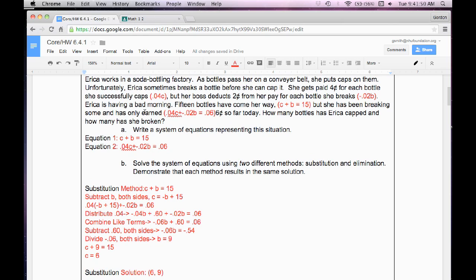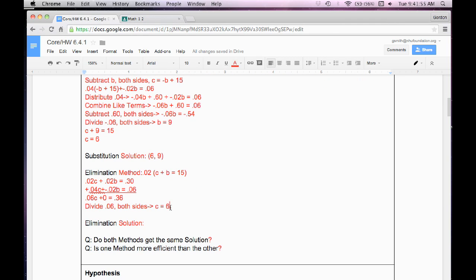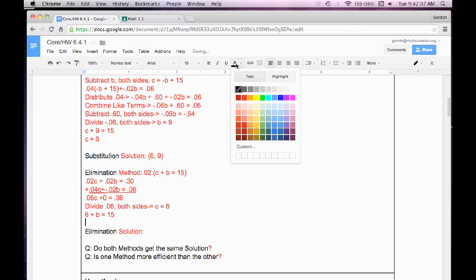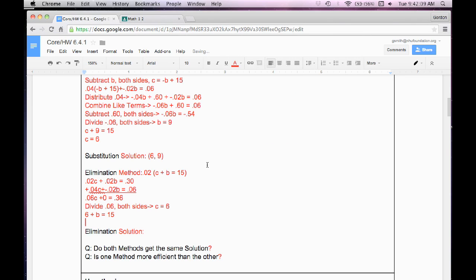We know that one of our original equations is that C plus B equals 15. So then if C is 6, then B must be 9, because 6 plus 9 equals 15. So our elimination solution is, again, 6, 9. All right, so did they both get the same solution? They did, which is a really big deal.